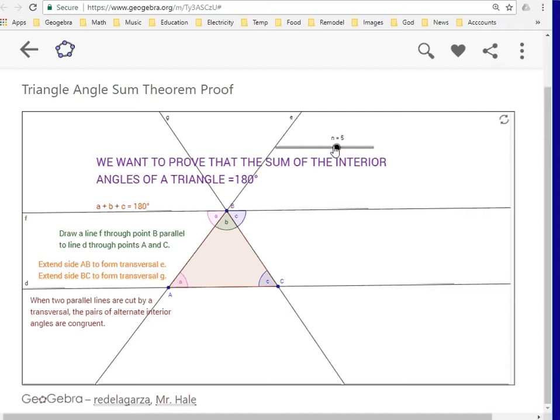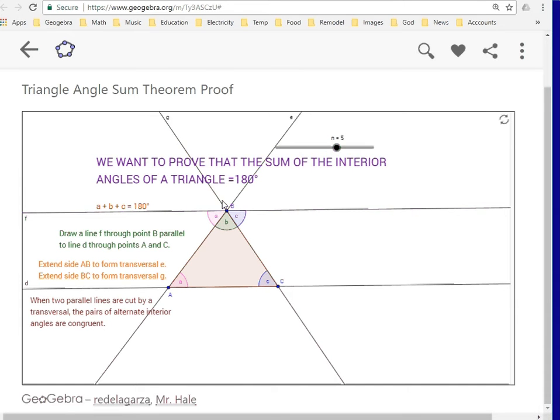This actually pretty much completes the proof. If you notice angle A right here, since we drew this line right here, these two angles are equal because they are alternate interior angles. So A right here and A right here are the same because they're alternate interior. That's something we've already proven in this class. In the same way, angle C is equal to this angle here because they're also alternate interior.